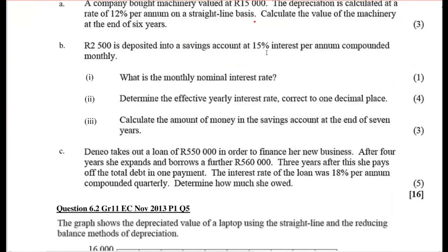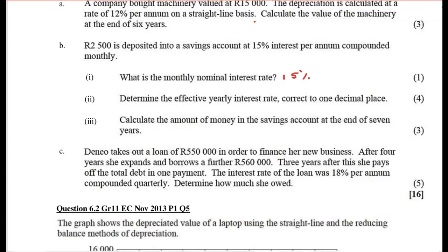2,500 is deposited into a savings account at 15% interest per annum compounded monthly. What is the monthly nominal interest rate? You can tell me for 1 mark. Right, so there we go. 15%. Why is that the nominal one? Because they told us 15% compounded monthly. And the second it's compounded more often, that's nominal. So that's why that's only 1 mark. The answer is simply 15%. Great.